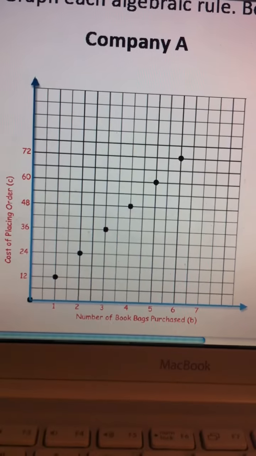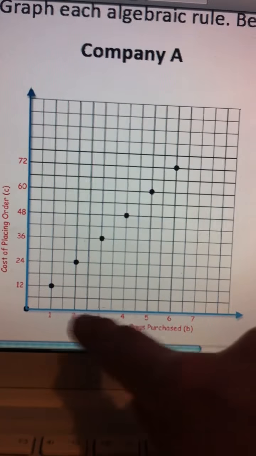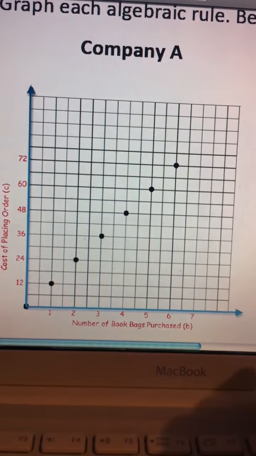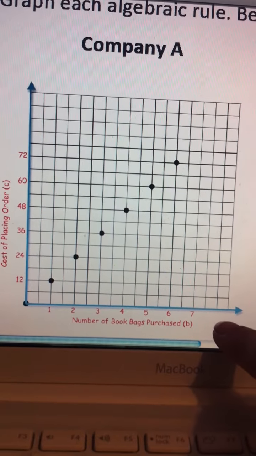Okay guys, 4.7 part 2. I've been at this for a while, so I'm going to kind of cheat here and use a computer screen. Notice that my x-axis is my input. What did we put into our machine? We put B, the number of book bags. So we ordered 1, 2, 3, 4, 5, 6, or 7.